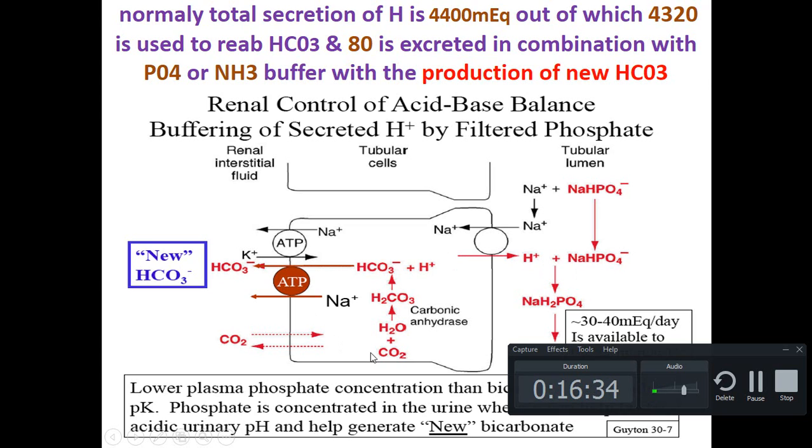But at the same time you will see the other side. There is a continuous production from the combination of carbon dioxide, water, carbonic acid, bicarb and hydrogen. This bicarb is going to be reabsorbed, and this bicarb is known as a new bicarb, because you will see there is no bicarb on this side in the lumen, but here you will see a bicarb. Now keep in mind that the phosphate buffer will produce new bicarb. At the same time, your ammonia buffers also produce new bicarb, and we will see soon the other things regarding this one.